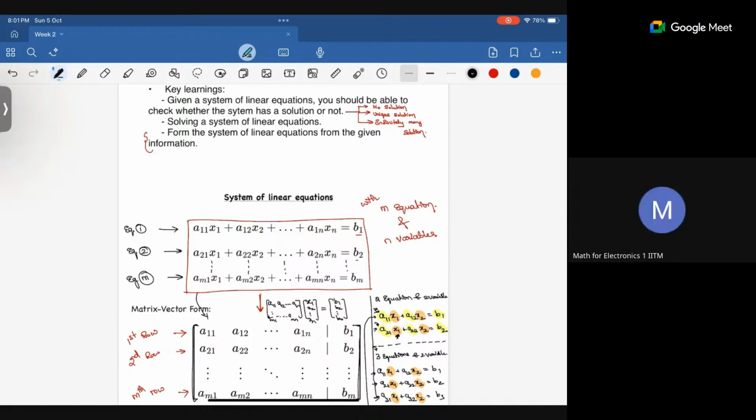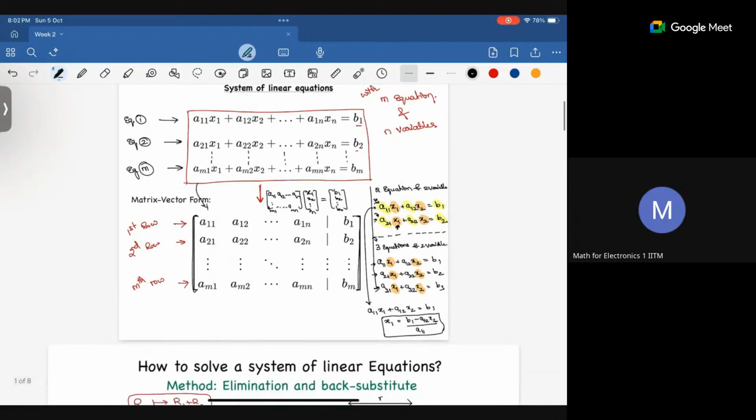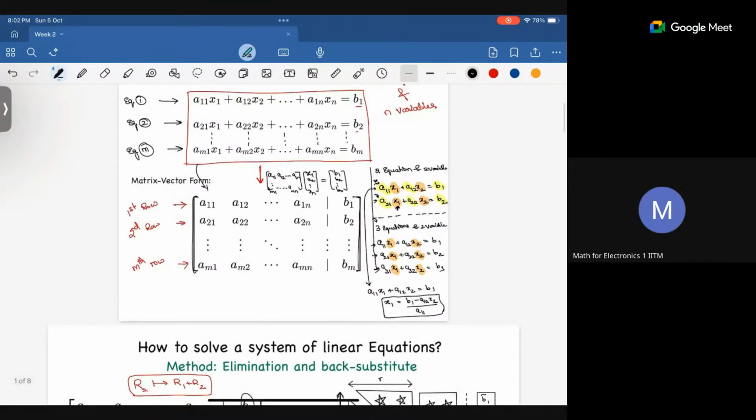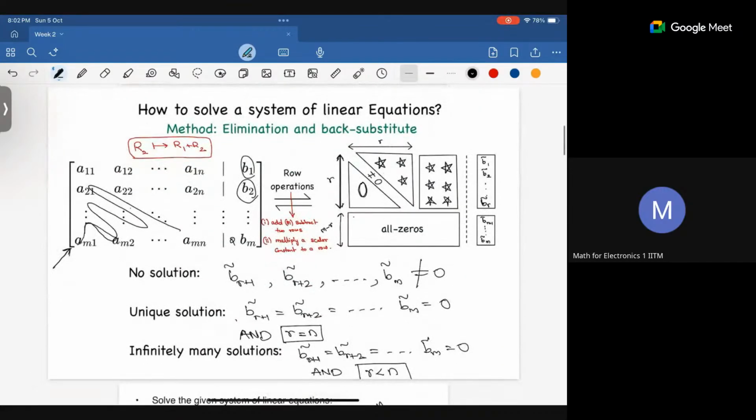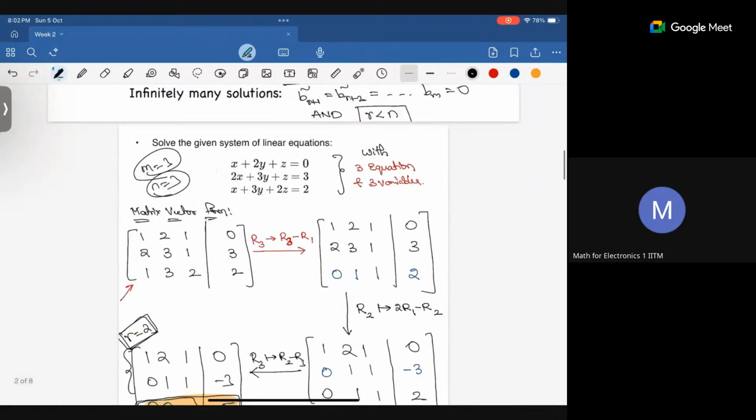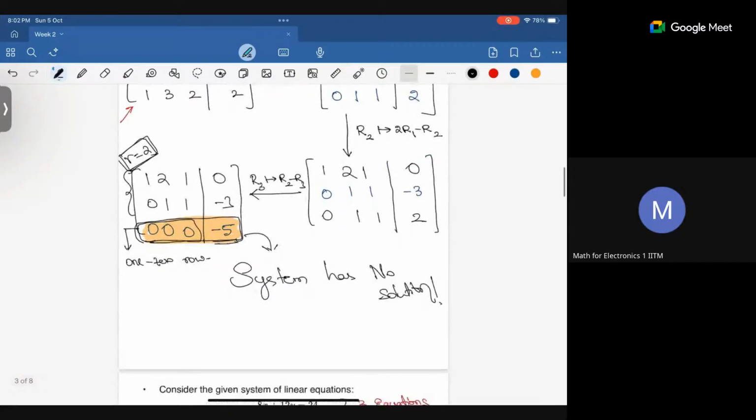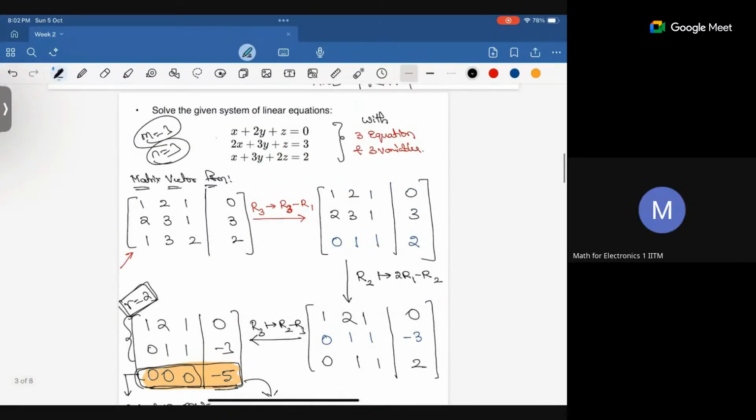So on Friday we started with week 2, and in week 2 we all know it is system of linear equations, and I have emphasized what key skills you have to definitely learn in week 2. Then we started off with the system of linear equations and what is the best way to represent it to solve it, which is matrix vector form. And then how to solve a system of linear equations we have seen theoretically, and then with examples, we took two examples.